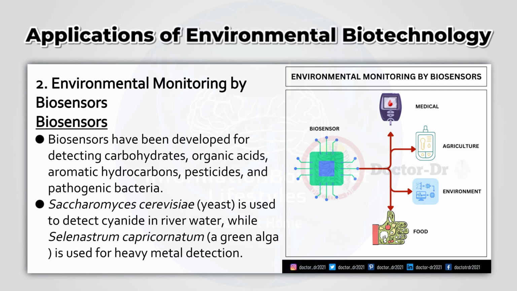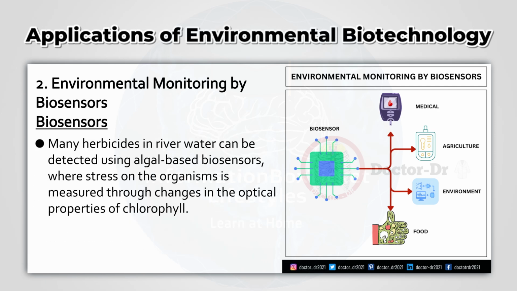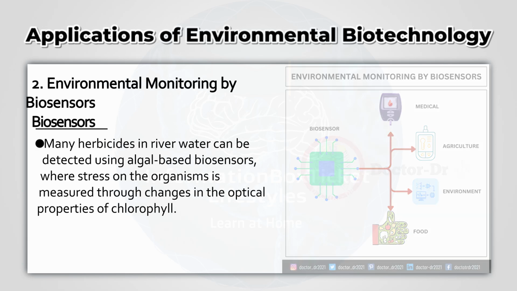Saccharomyces cerevisiae, yeast, is used to detect cyanide in river water, while Selenastrum capricornutum, a green alga, is used for heavy metal detection. Many herbicides in river water can be detected using algal-based biosensors, where stress on the organisms is measured through changes in the optical properties of chlorophyll.